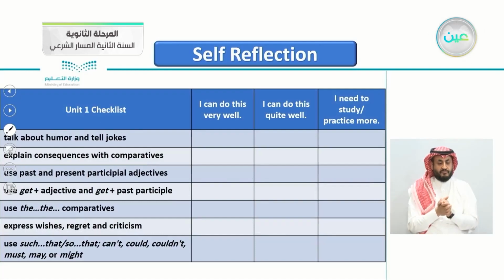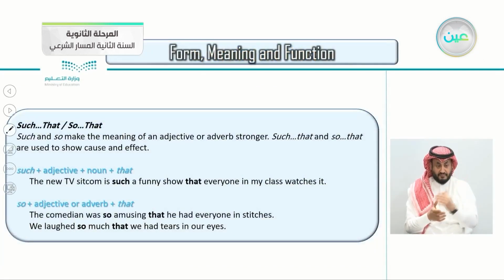We use such, that, so that, could, couldn't, must, may, or might. If you remember this lesson, so that, such that, cause and effect, just as it says here. For example, the new TV sitcom is such a funny show. So this is the cause. What's the effect of the show being funny? That everyone in my class watches it.